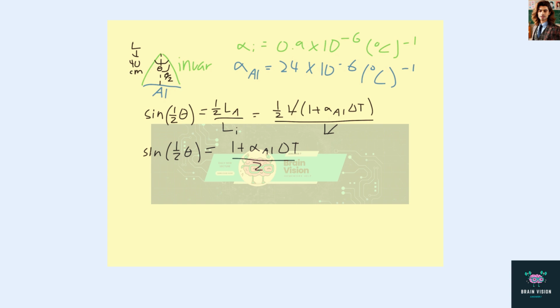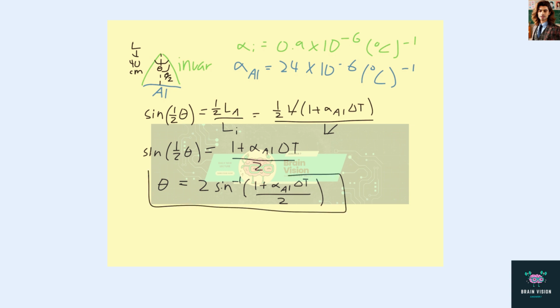Now we can move some stuff around, do some inverse trig, and we get theta is equal to 2 arc sine, or inverse sine, of (1 plus alpha aluminum delta T) over 2. Okay, that's for part A. And also as an aside, make sure you put in the correct value for alpha aluminum here, which is stated above.